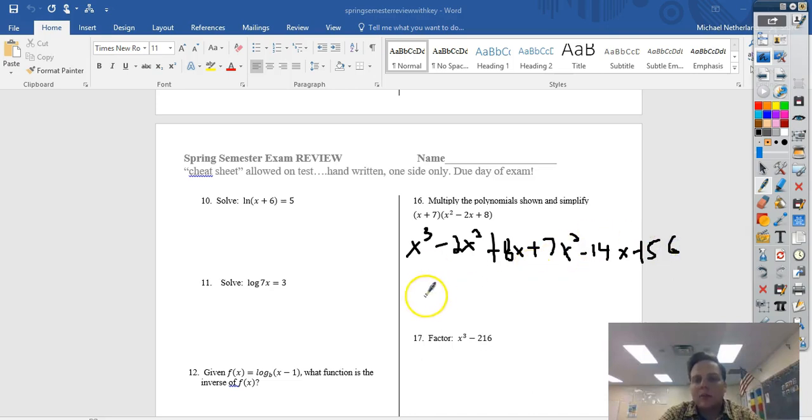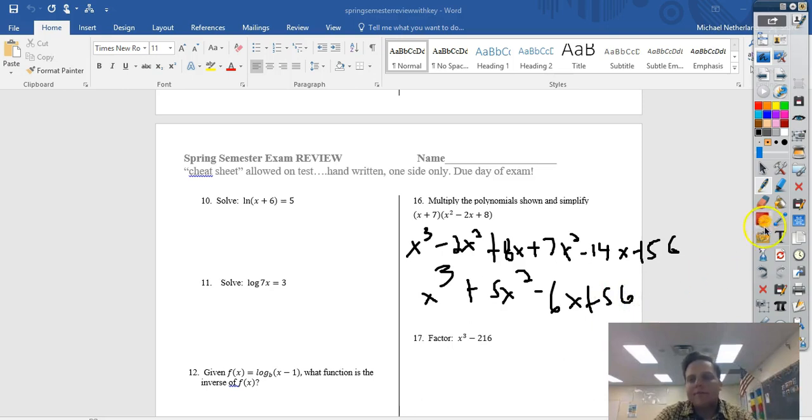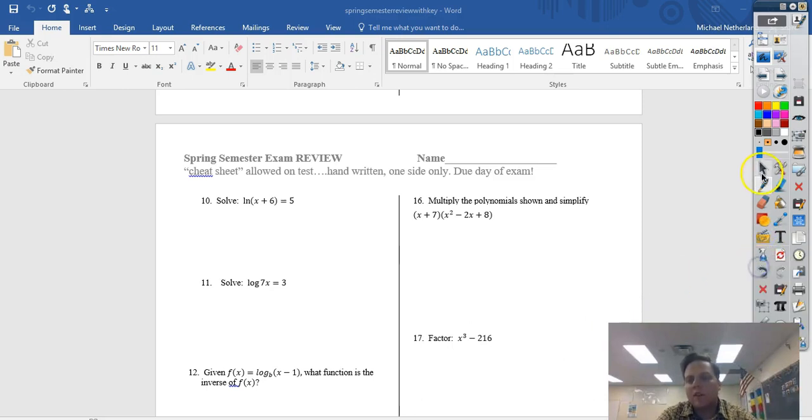Alright, now I just put like terms together, so that gives me x cubed. I have a negative 2x squared, a positive 7x squared, that gives me 5x squared. I have 8x, negative 14x, that gives me negative 6x. And then plus 56. Bam, I'm done. Okay, moving on, number 17.